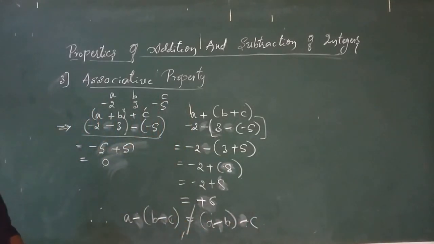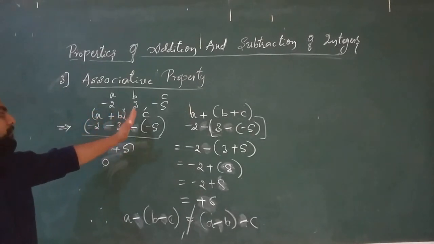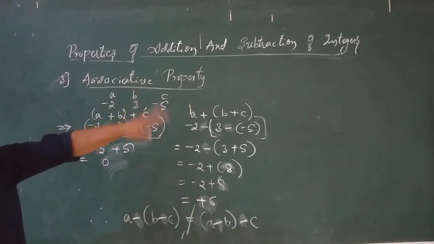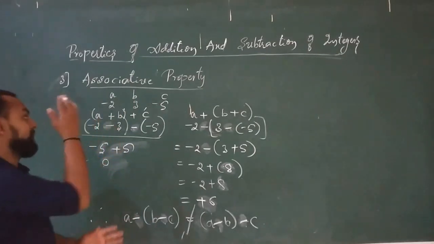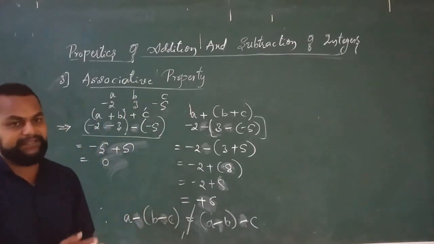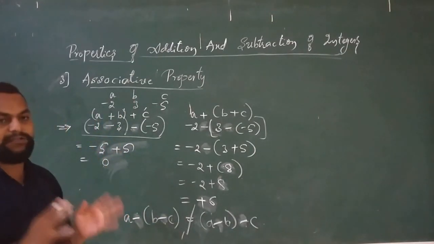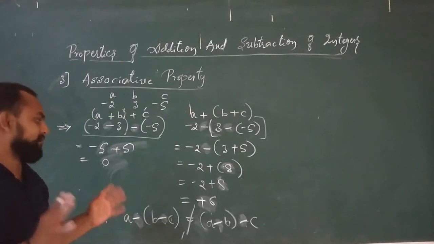The rule of associative property is A plus B plus C, then A plus bracket of B plus C. Then this is associative for integers under addition only, not subtraction.